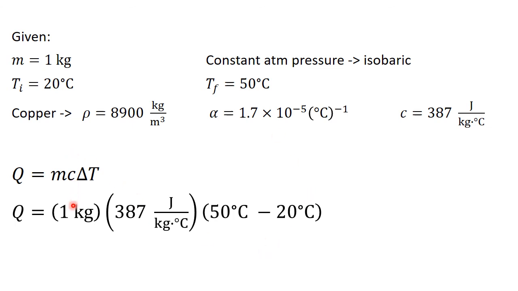Mass is 1 kilogram. Specific heat is 387. And the change in temperature, final minus initial: 50 degrees Celsius minus 20 degrees Celsius. And that is equal to 11.61 kilojoules. So, meron na tayong work. Meron na tayong heat. We are now ready to get the letter C, change in internal energy.